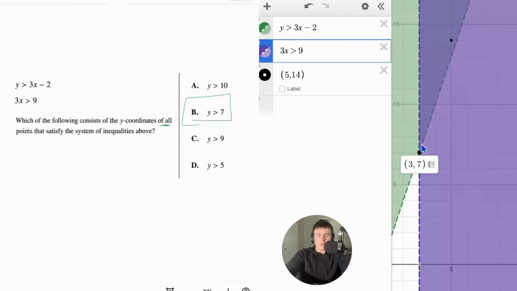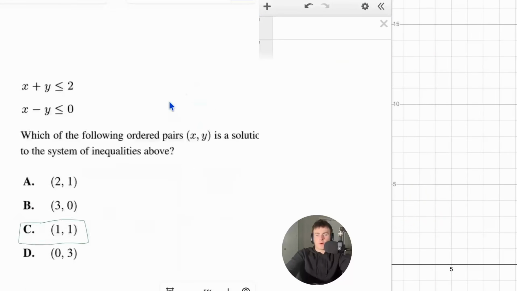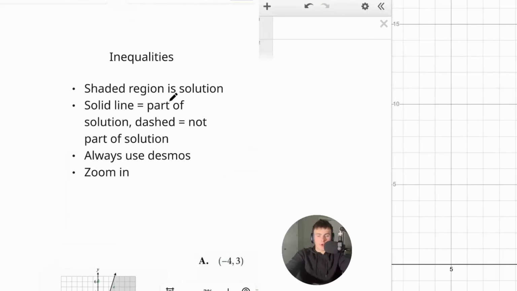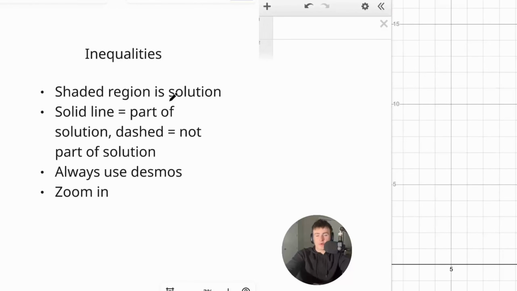So the y value must be above 7 to be a solution. That's about it. Now, like I said before, this is all going to be Desmos here. Desmos does all the work. I never really do use my hand anymore unless it's like a word problem. You will get word problems that are inequalities, but that's kind of a different method that I will teach you in a little bit. Inequalities are all Desmos.